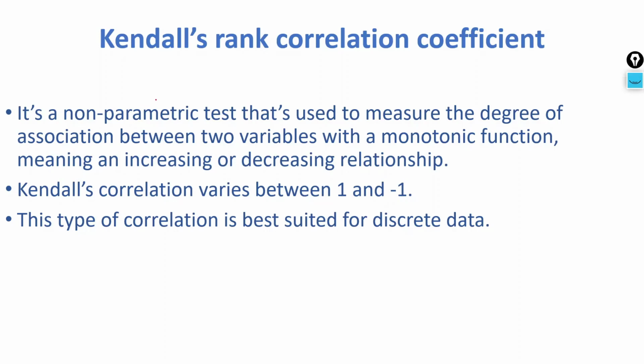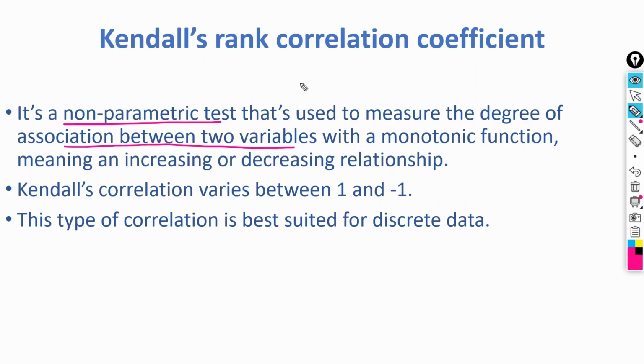Kendall rank correlation coefficient is a non-parametric test. By using it, we measure the degree of association between two variables, or we can say that we check the collinearity between the two variables, when those variables have a monotonic function. It means we measure the collinearity between the two variables if those variables have a monotonic function.